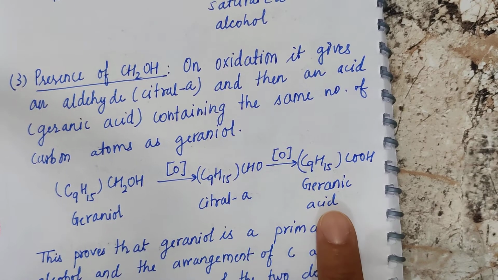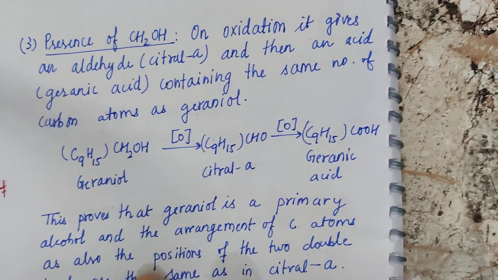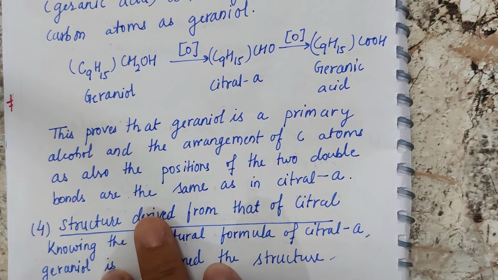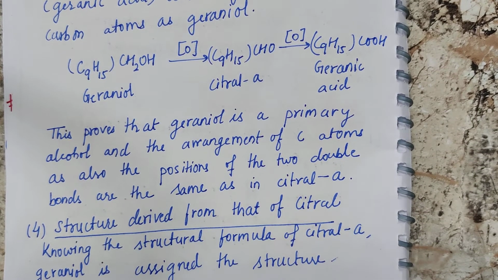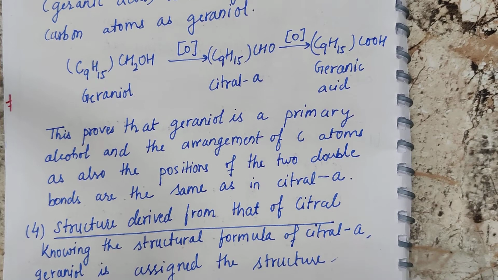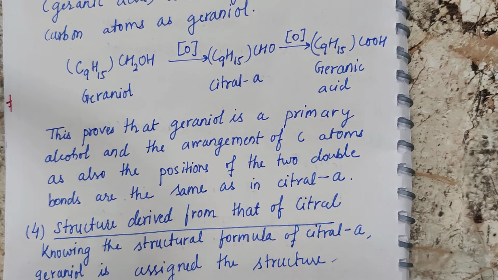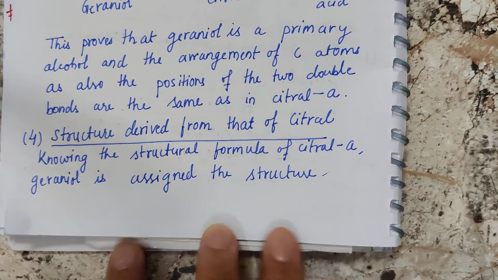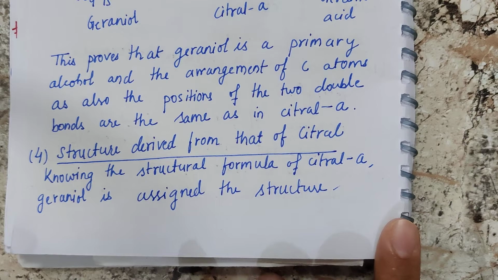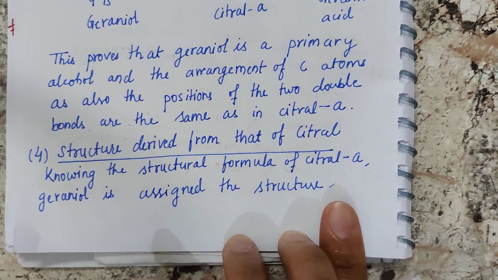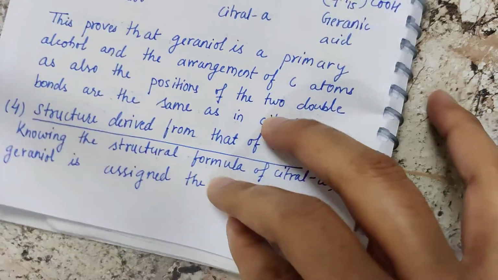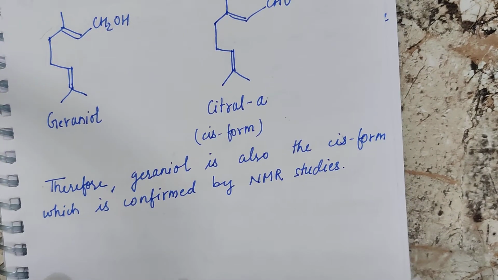So based on these reactions, they said, okay, Geraniol has a primary alcohol, and the arrangement of carbon atoms and the position of double bond is same as that of citral A. So since the citral A structure was known, Geraniol structure was easy to predict. Now fourth, what they used is structure derived from that of the citral. They knew the structural formula of citral A. Based on that, they provided the structure to Geraniol.